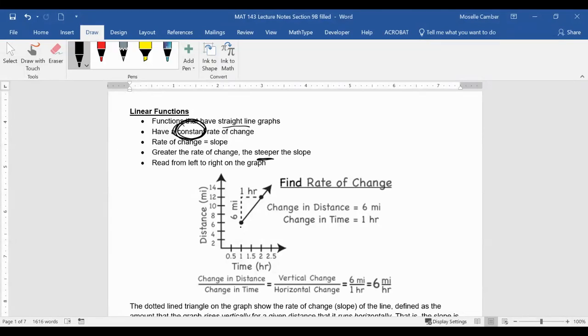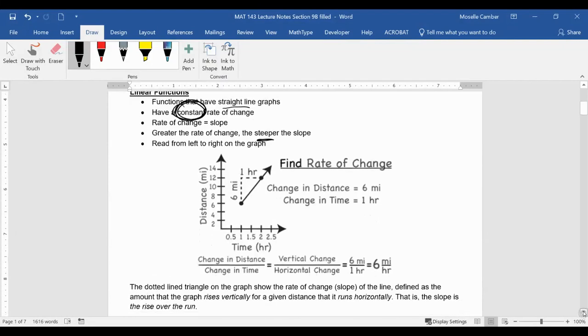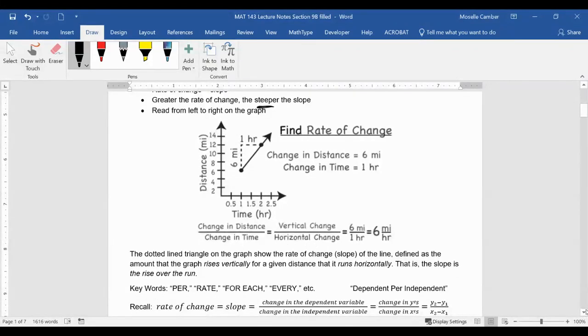So you need to see the change in distance. In this case, distances are y. We need to see how quickly it goes up for each step to the right. So if we go up 6 and 1 hour over, then we have described the steepness of our graph. To put that together, we take our change in distance over change in time. So vertical change over horizontal change, so it goes up 6 miles every hour.